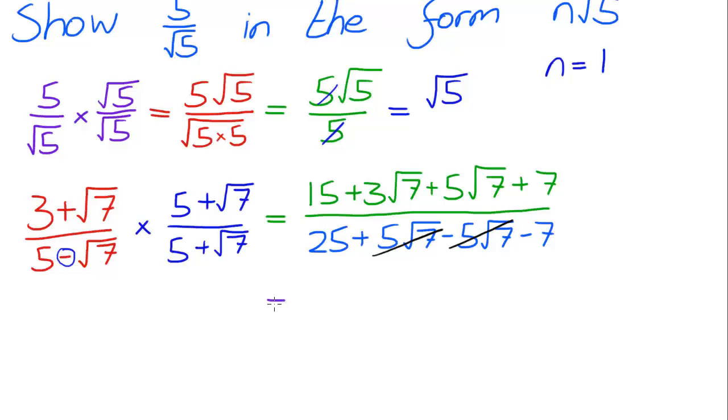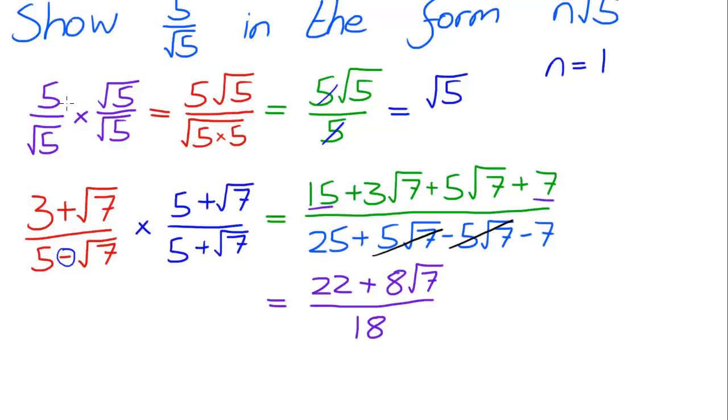So then we can tidy up this top. We can add the 15 and the 7 together, that's 22. And then 3 root 7 plus 5 root 7 is 8 root 7. I nearly said 7 root 7. Leave that like that, over 25. Ignore these two because they cancel each other out. 25 minus 7 is 18.